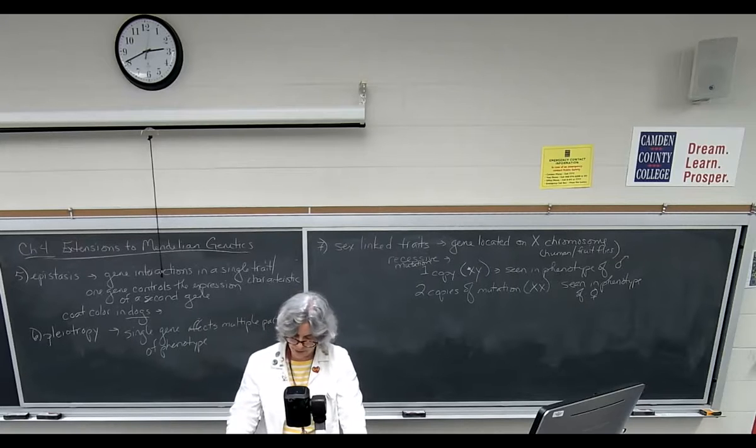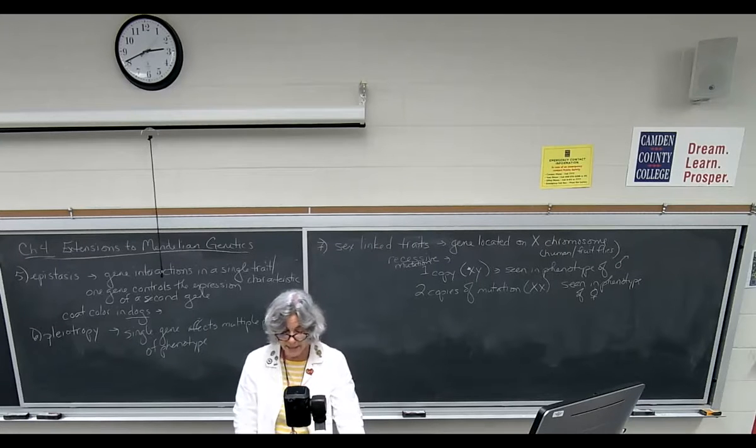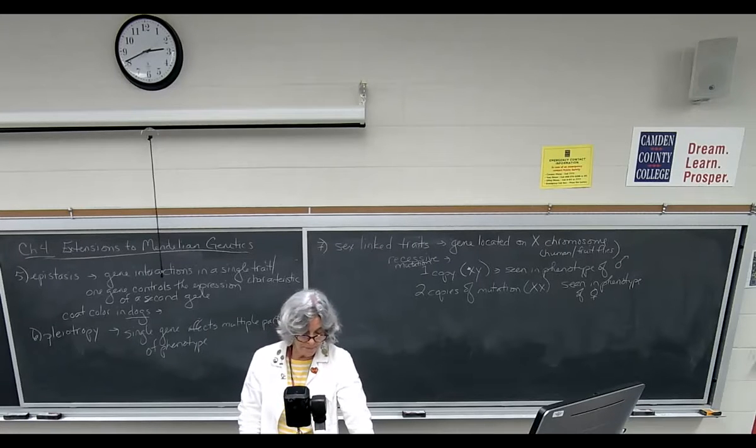I thought they had a list. Here it is. There's a list in your book of human X-linked traits: color blindness, G6PD deficiency, glucose-6-phosphate dehydrogenase deficiency, 2 types of hemophilia, Lesch-Nyhan syndrome, and Duchenne's muscular dystrophy. That's it. So we got 5.